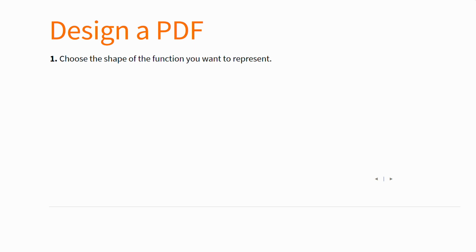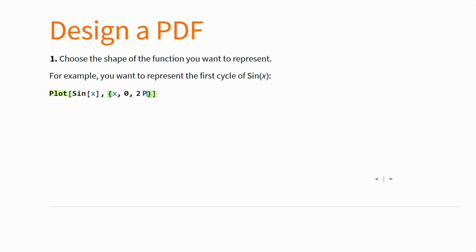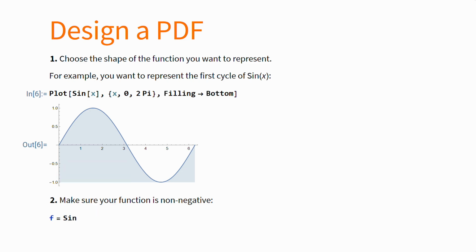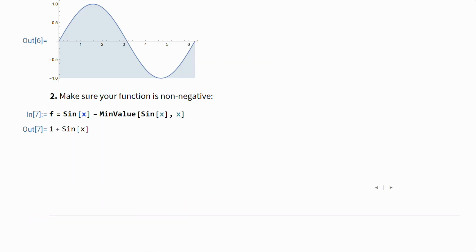Okay, let's try to create a PDF. First, choose the shape of the function. I like the roundness of the sine function, so I'll go with that. And now you see it. Second, make sure your function is non-negative. An easy way to do that is just to subtract the minimum value. That way, nothing can be below 0.